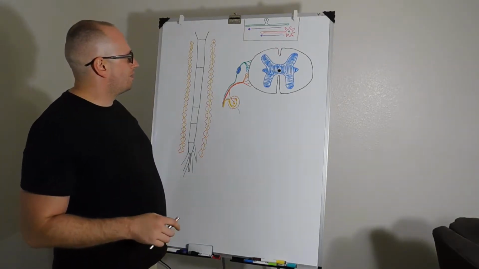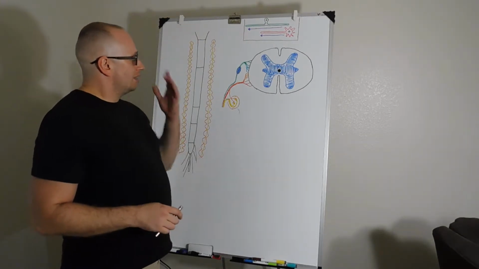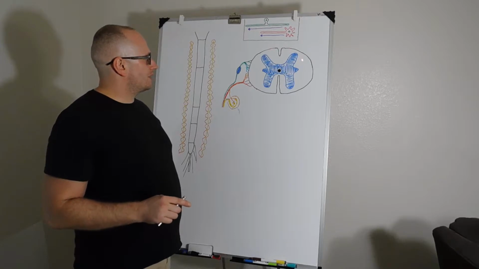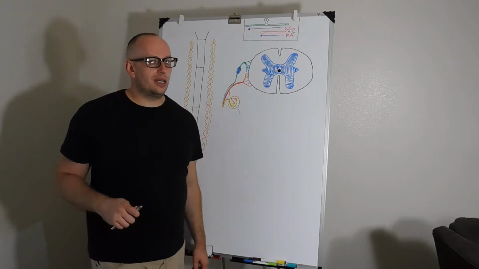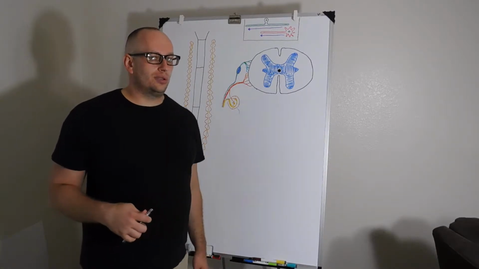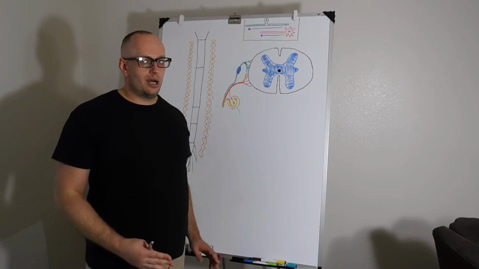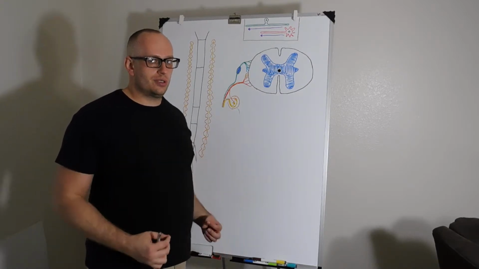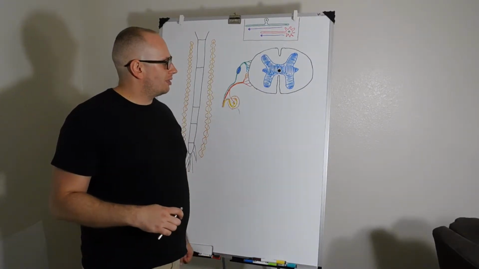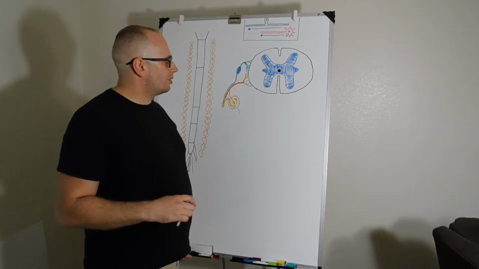So this is white matter and this is gray matter. The white matter is comprised of ascending and descending tracts. The ascending tracts can be called columns, but they can also be called tracts. The descending axons of neurons are myelinated, and the ascending tracts can be myelinated too, but we call those tracts.